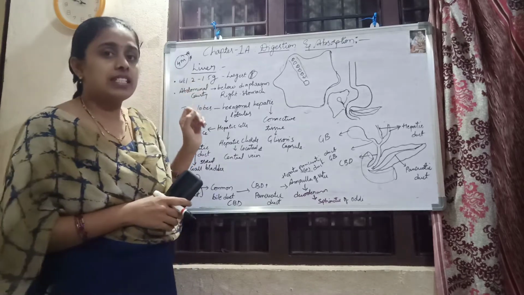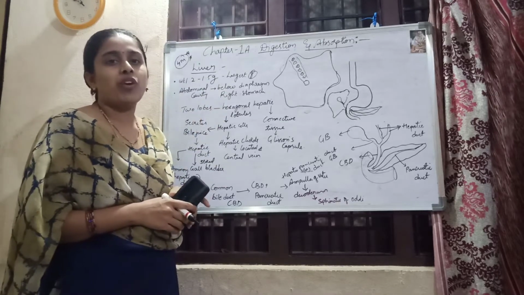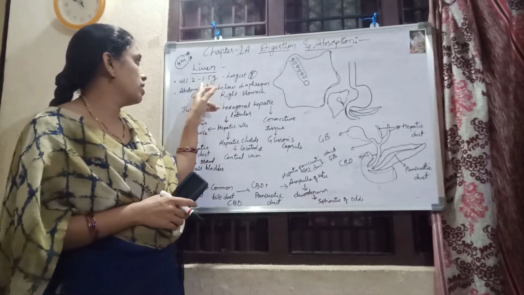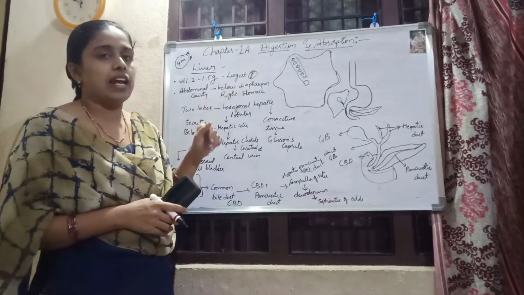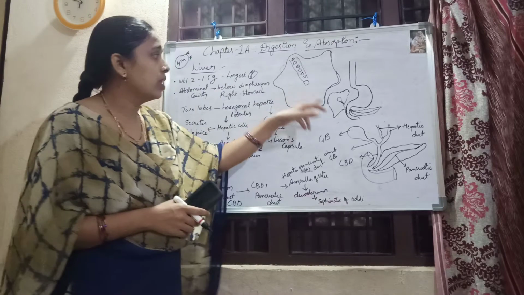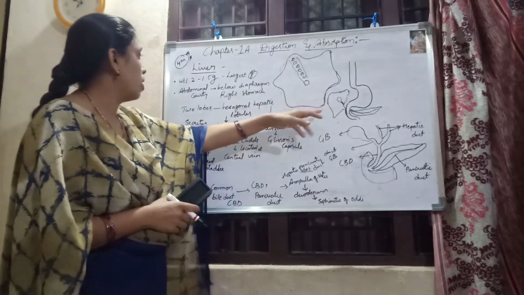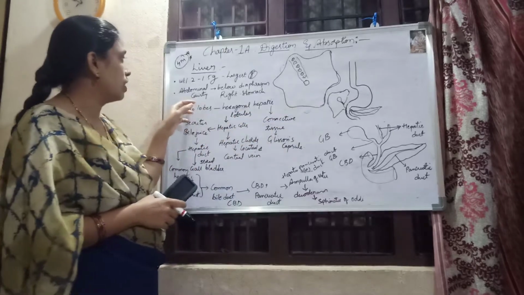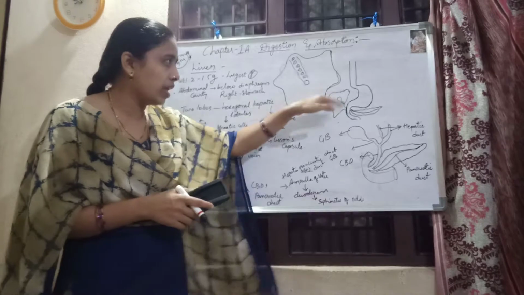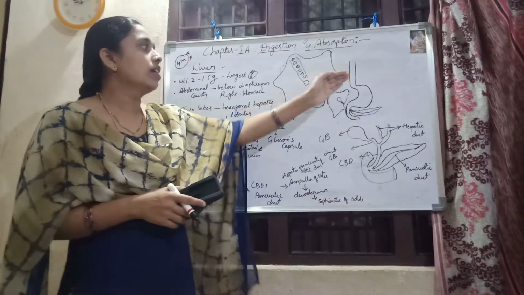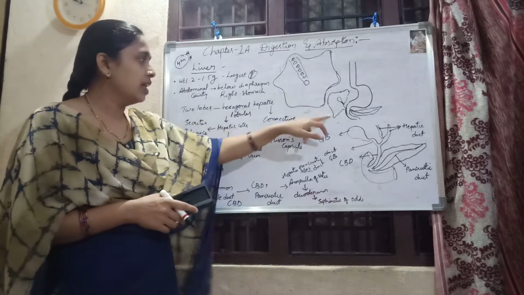Liver is the largest gland, which weighs about 1.2 to 1.5 grams. It is present on the right side of the stomach in the abdominal cavity, just below the diaphragm. Here is the diaphragm. Just below the diaphragm and on the right side of the stomach you can find the liver.